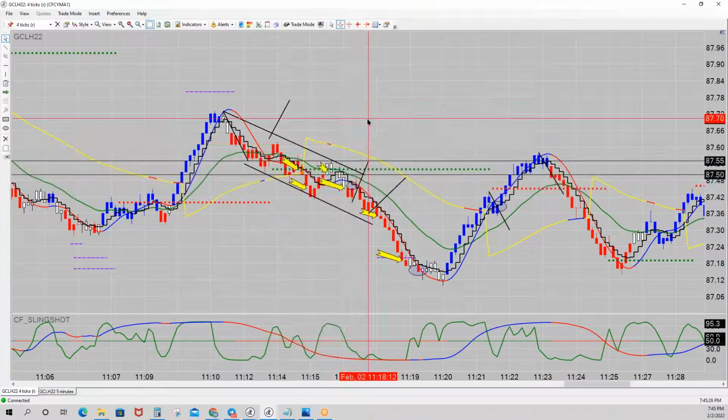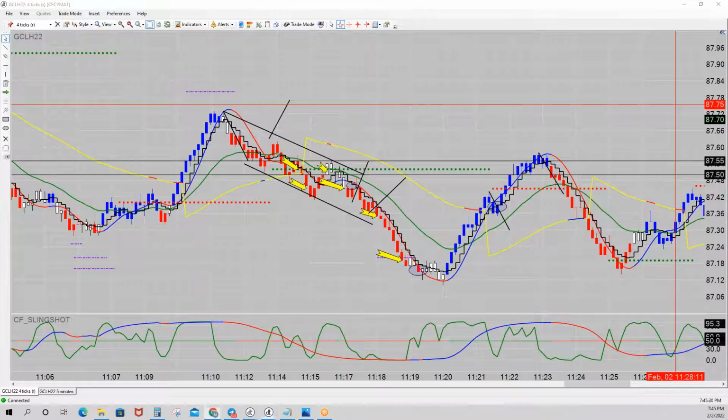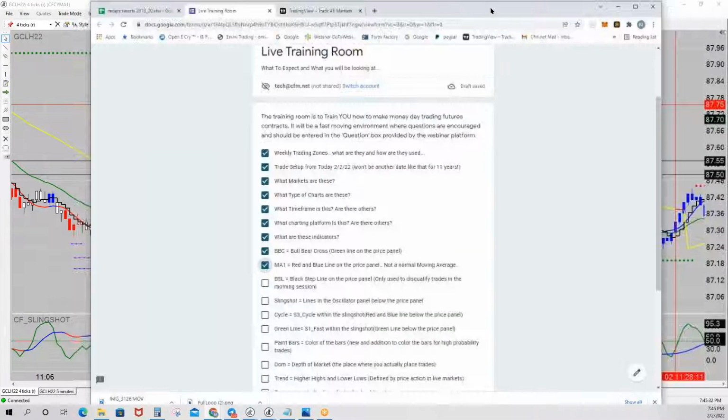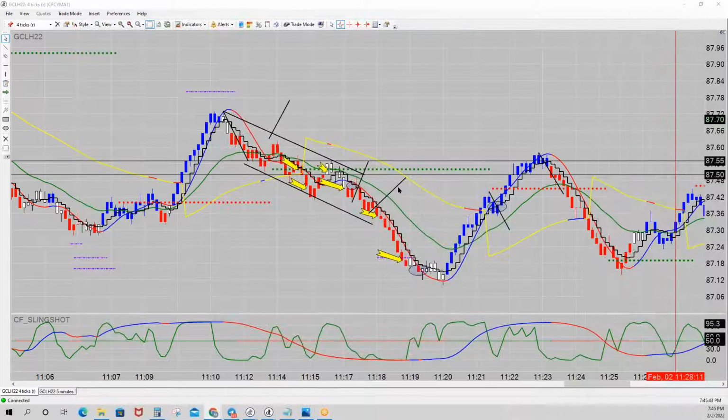Now, what we want you to do, hang on, let me go back here to the checklist and check some of these things off. I did that, the slingshot down in the bottom, the cycle, I went over that, the green line, I went over that, the paint bars, I didn't cover the paint bars. Okay, the paint bars, these are fairly new. I just created this last weekend, but it only displays what's been in front of everybody for years.